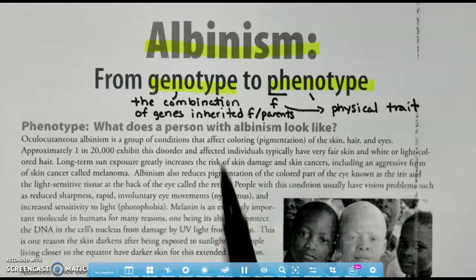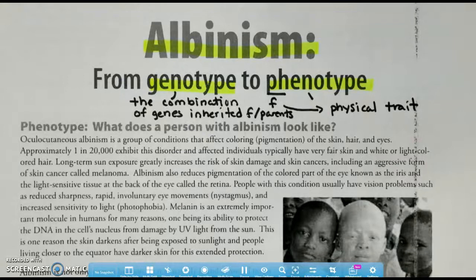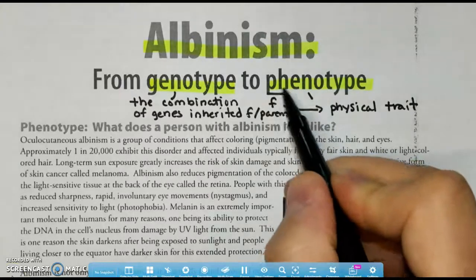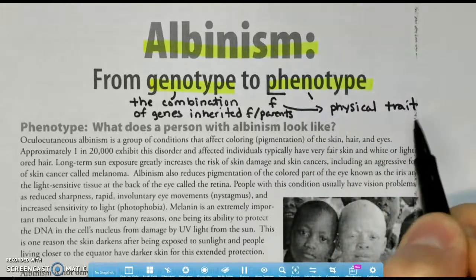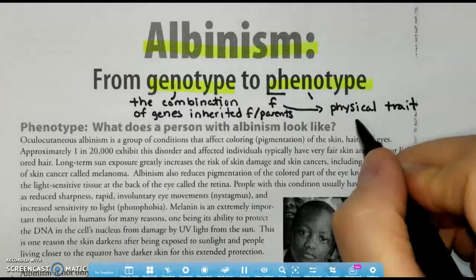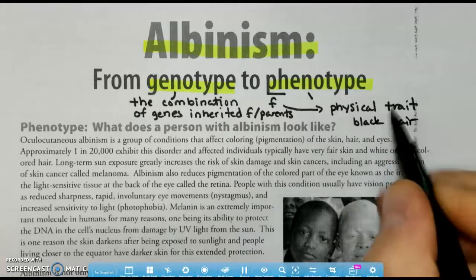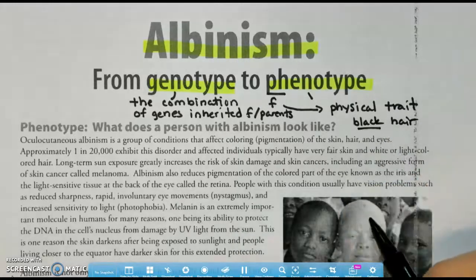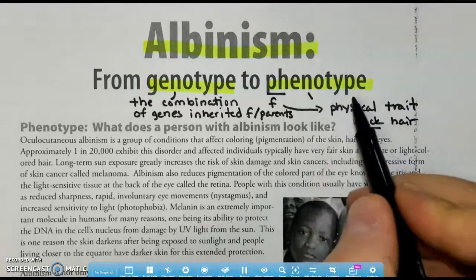To start with, we have to identify the terms genotype and phenotype, as these both play a role in albinism. Phenotype, which the PH makes an F sound, refers to a physical trait that an individual may have. So, for example, if you have black hair, the color black would be your phenotype for hair color. But what we need to understand is what actually contributes to our phenotype.